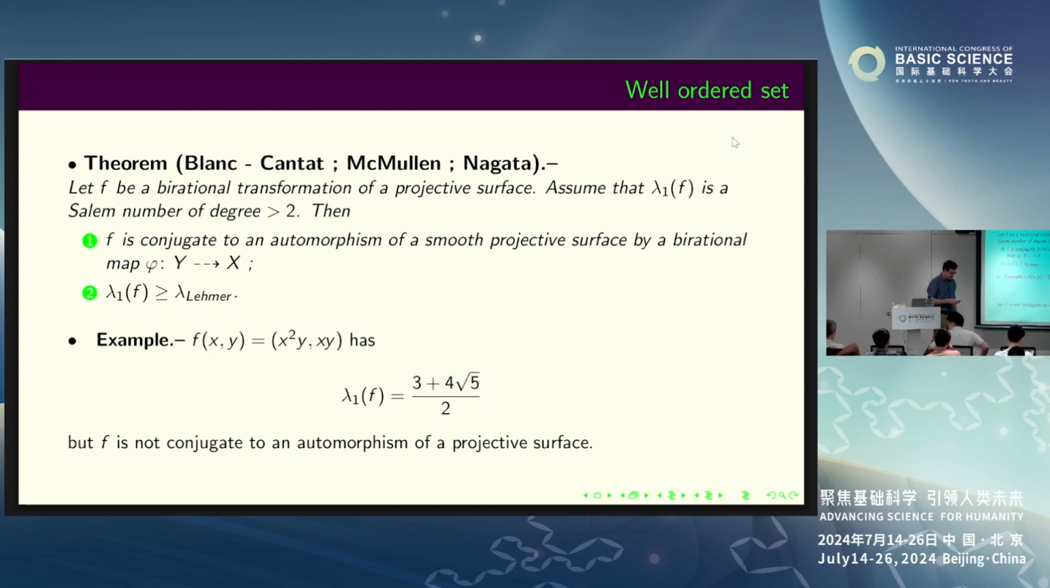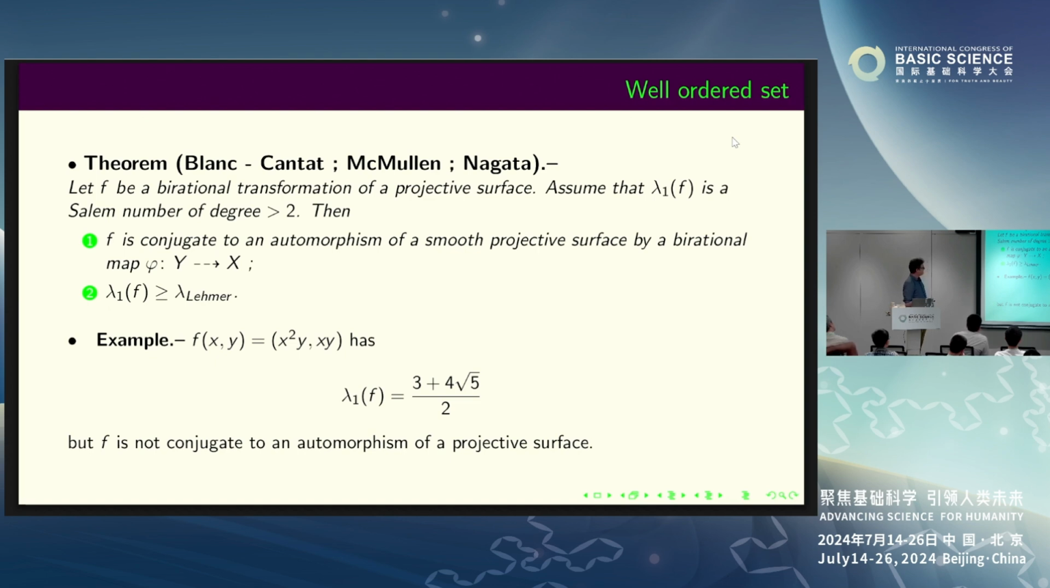Okay, so the first theorem we proved, in fact, I stated as a theorem of these 4 authors. In fact, in chronological order, it's Nagata first, and then Macmillan, and then what I did with Jérémy Blanc is the following. So I will read the theorem in chronological order. You start with a birational transformation of a projective surface, and you assume that lambda 1 of f is a Salem number of, I insist here, degree at least 2, I mean larger than 2, to mean that it's a Salem number, not a quadratic number.